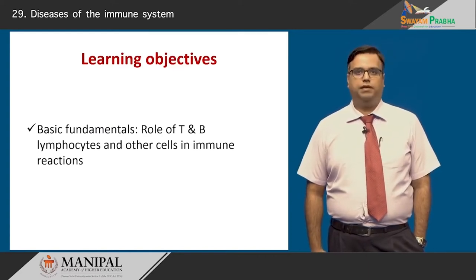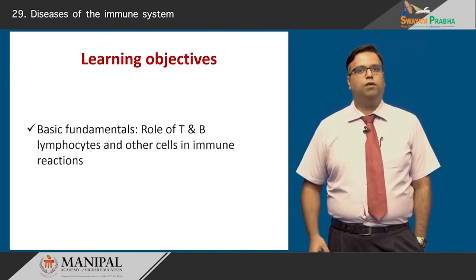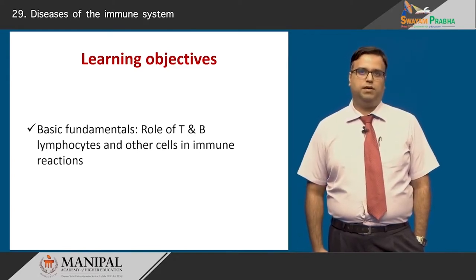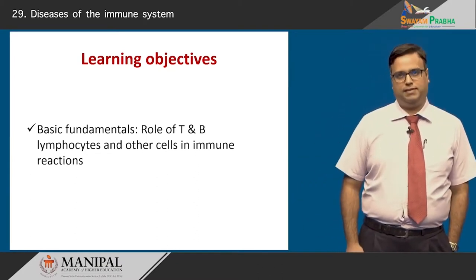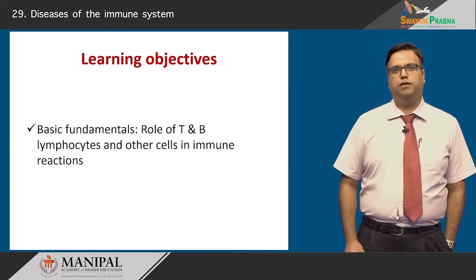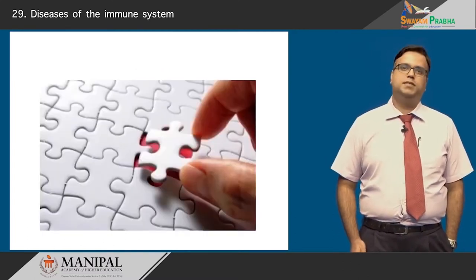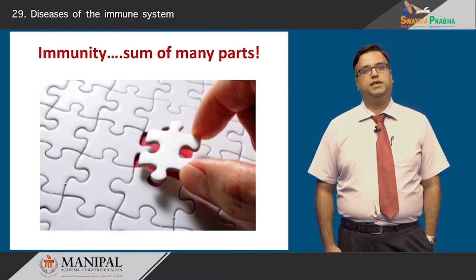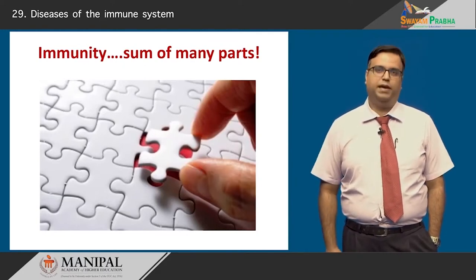We'll tackle the basic fundamentals, which are the role of the B and the T lymphocytes, along with some other cells of the immune system, such as the macrophages, the dendritic cells, as well as the NK cells, and try to learn what roles they play in the immune system. Now, the immune system is not a whole, it's actually a sum of many parts, meaning to say it's like a grid where each puzzle has a role to play to make the final picture.